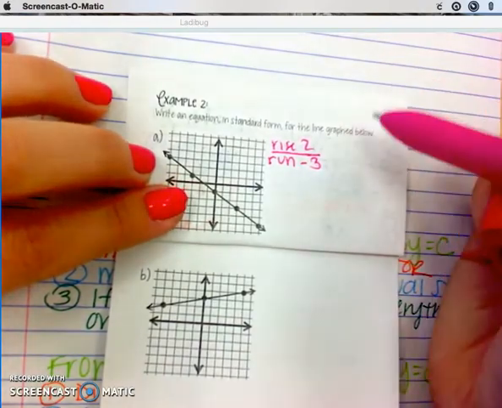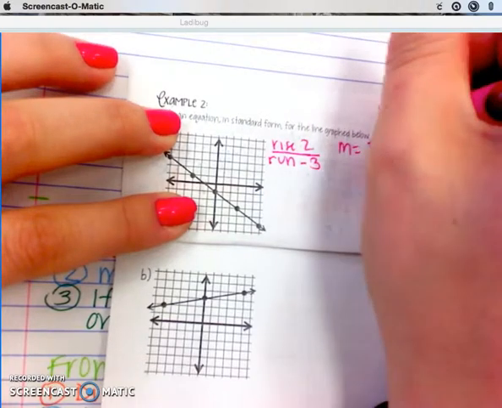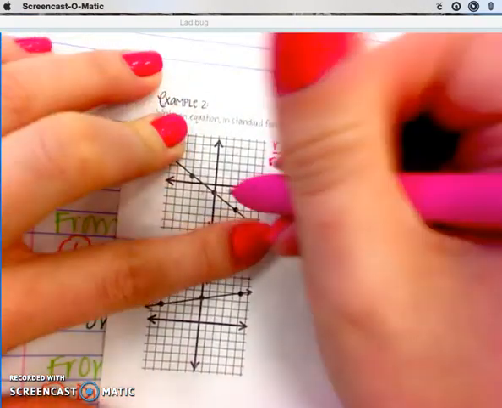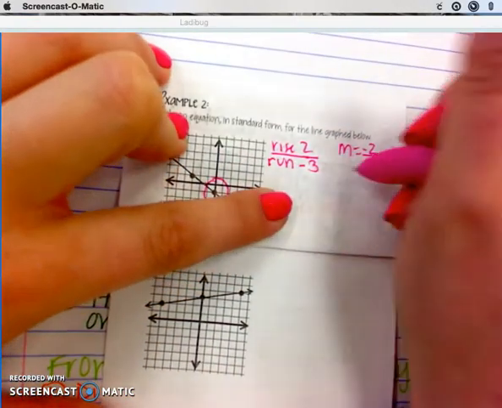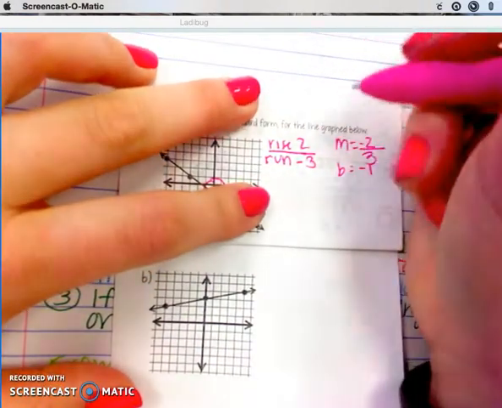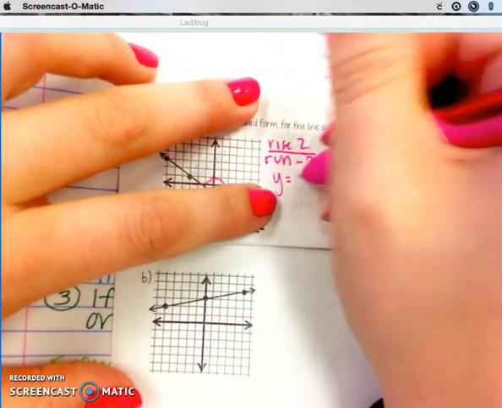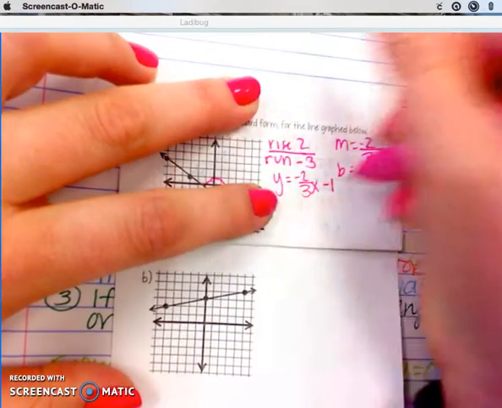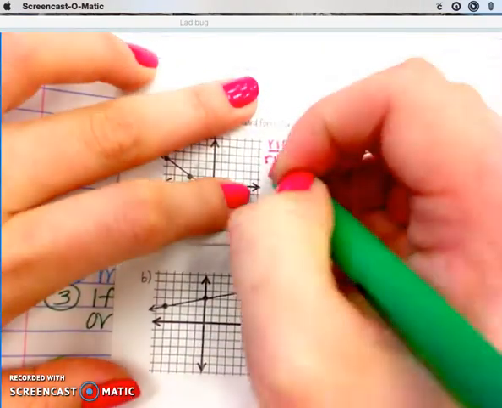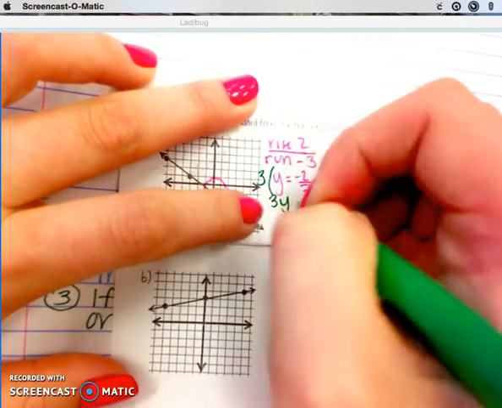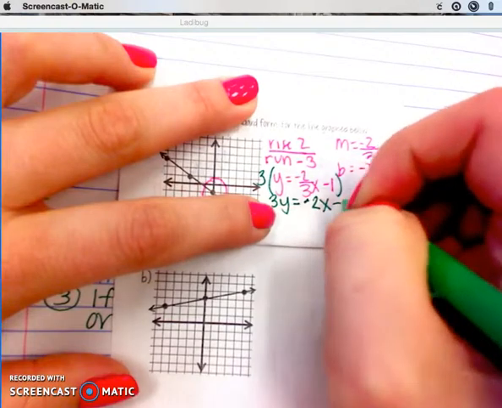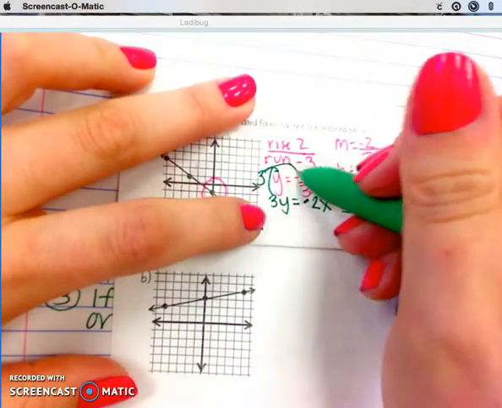And then I have my y-intercept. So my slope is -2/3. My intercept is at -1. So y equals -2/3 x minus 1. And then we're moving it over again. Get rid of that denominator by multiplying. So 3y equals -2x minus 3. I just distributed to everything.